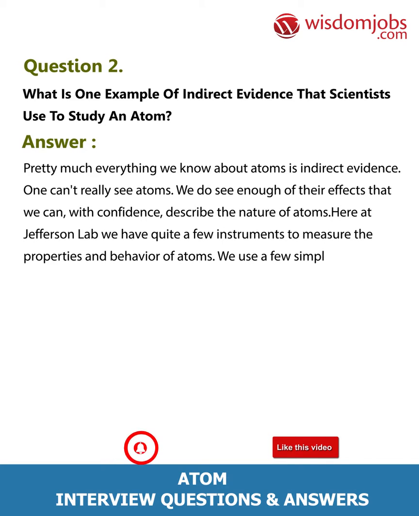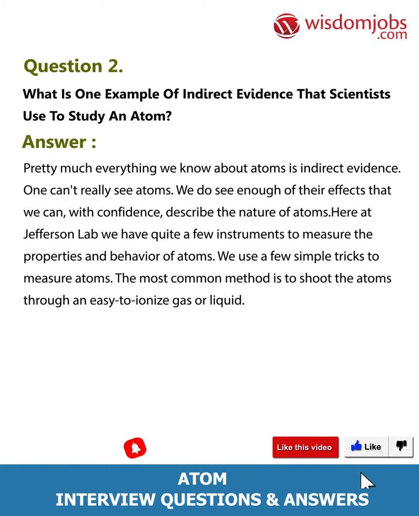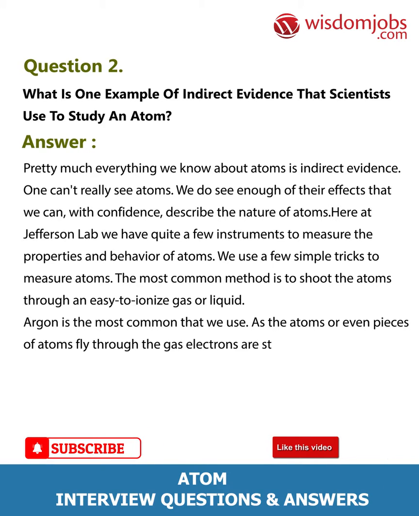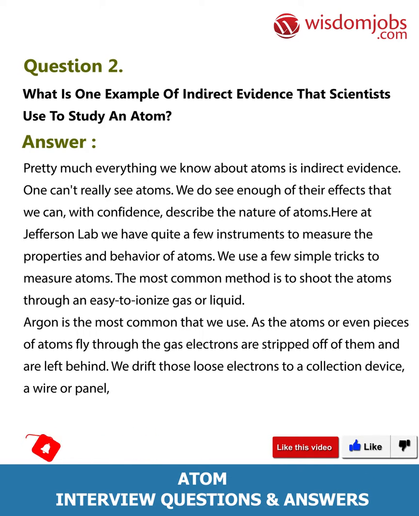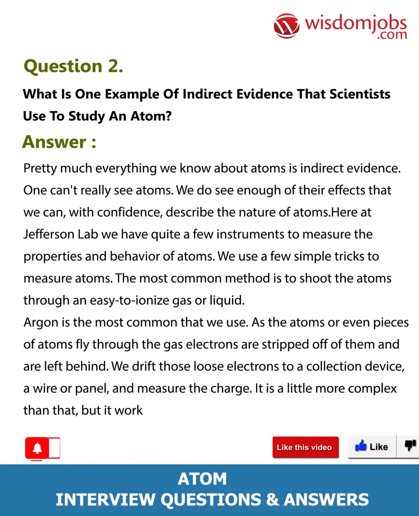We use a few simple tricks to measure atoms. The most common method is to shoot the atoms through an easy-to-ionize gas or liquid. Argon is the most common that we use. As the atoms or even pieces of atoms fly through the gas, electrons are stripped off of them and are left behind. We drift those loose electrons to a collection device, a wire or panel, and measure the charge. It is a little more complex than that, but it works well enough that we get consistent results.